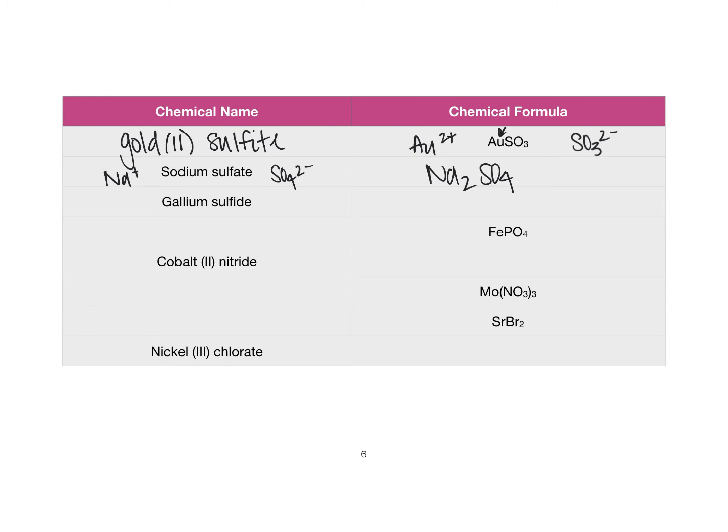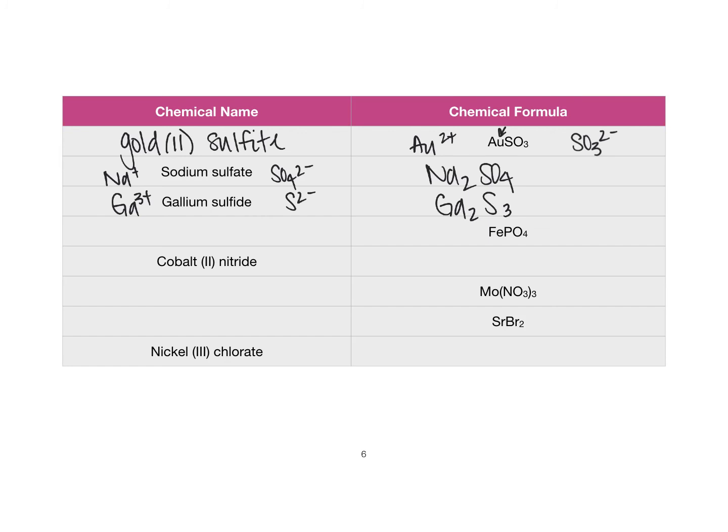So we have gallium sulfide. So gallium is Ga3 plus, and sulfide is S2 minus. And so don't forget that this is different than sulfite or sulfate. So in this case, we need to look at our do-si-do, where we look at the two charges and know that Ga2S3 is the correct formula.